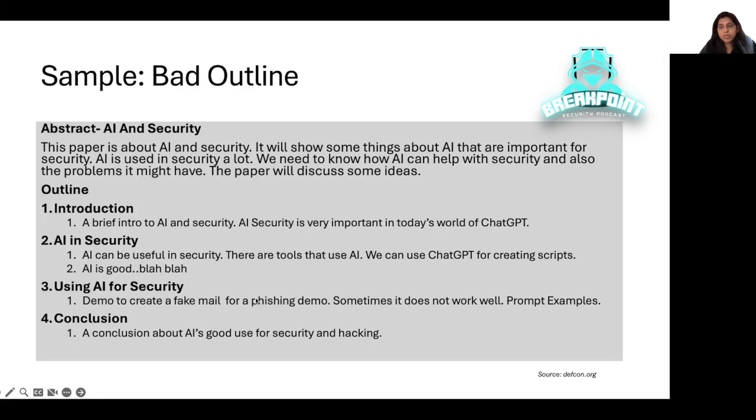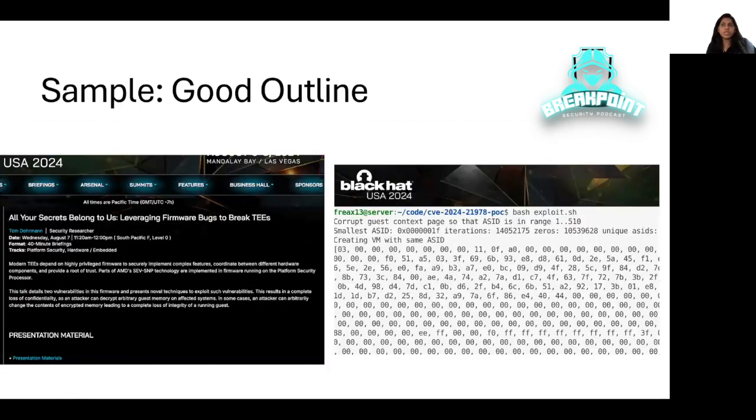And this is also not clear. So this is how and why this outline is bad. There will be many others. It's important for you to read your own paper and just see if you are able to answer these questions.